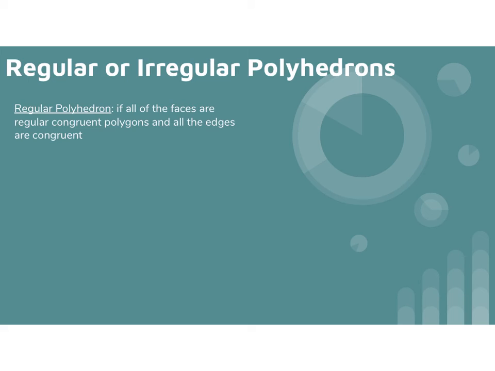As you might expect, there are also regular polyhedrons and irregular polyhedrons. So if all of the faces are regular, congruent polygons, and all the edges are congruent, meaning they're the same length, we get what we call regular polyhedrons. A regular polyhedron, for example, is a cube, or a tetrahedron, which has 4 equilateral triangular faces. So those are some examples of a regular polyhedron.